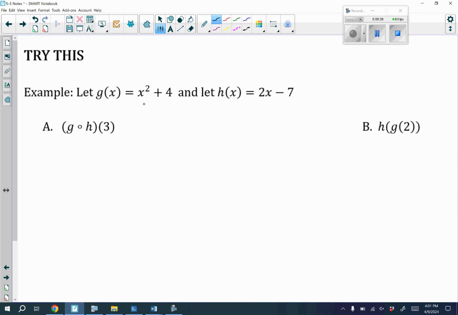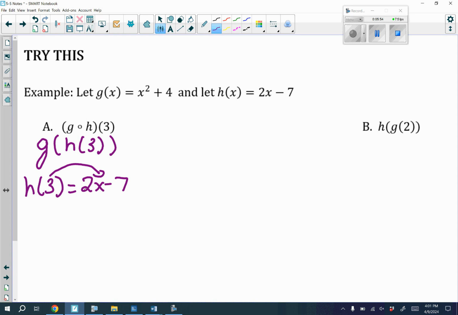So it says g of x is x squared plus 4, h of x is 2x minus 7. So A says we have g of h of 3. So what this means is since g is first, that's my outside function. Since h is second, that's my inside function, and we're evaluating with the number 3. So I do h of 3 first. So my h function here is 2x minus 7. Remember, 3 is the x value, so I'm going to plug that in there. So I have 2 times 3 minus 7. And so when I plug that in, I have 6 minus 7, so that gives me negative 1.